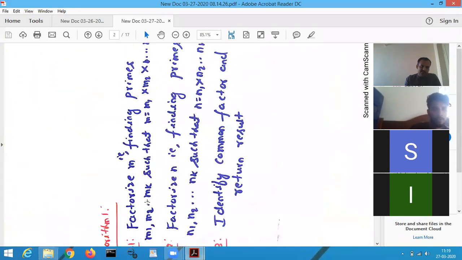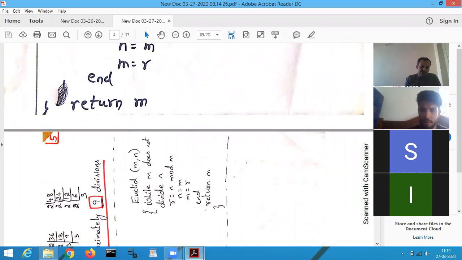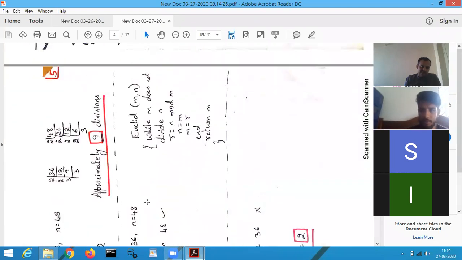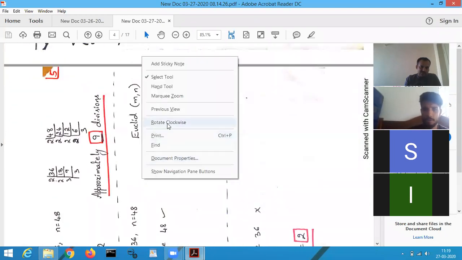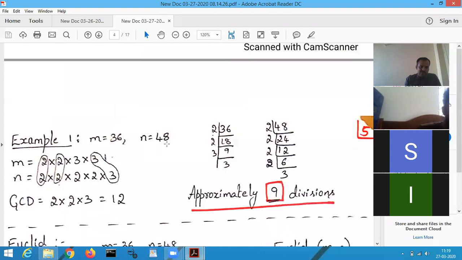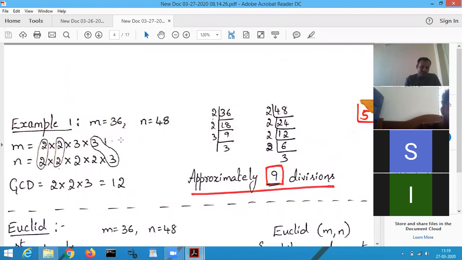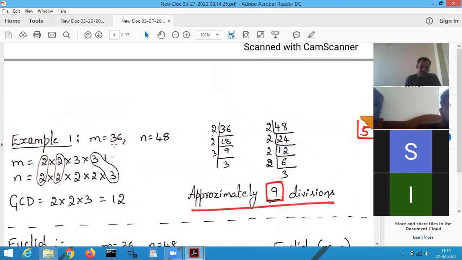If you want to understand these two algorithms, let us take one simple example. See, the example here is, let us take m is equal to 36 and n is equal to 48. First, let us apply the school level algorithm. What does the school level algorithm say? Take the number m and find the prime factors of m.